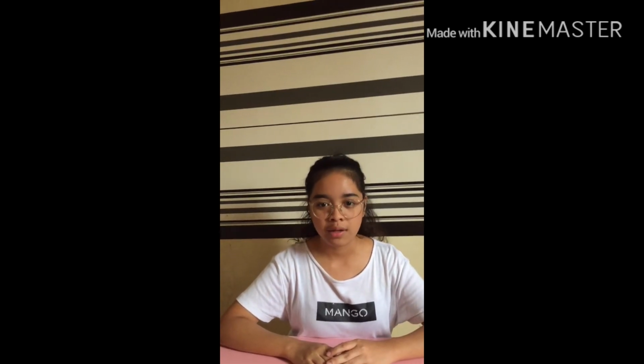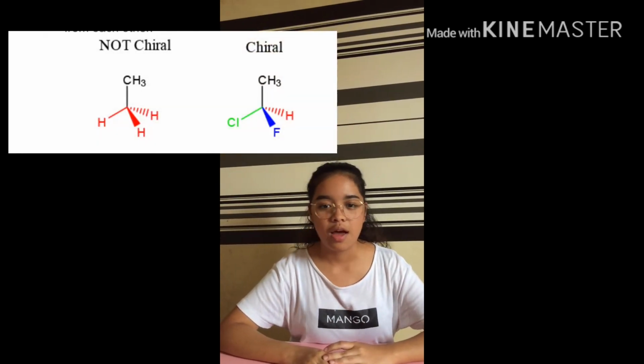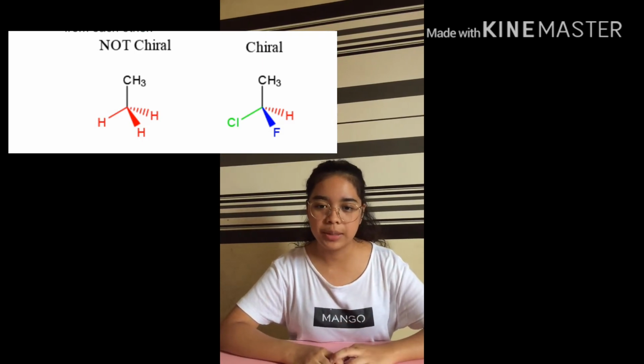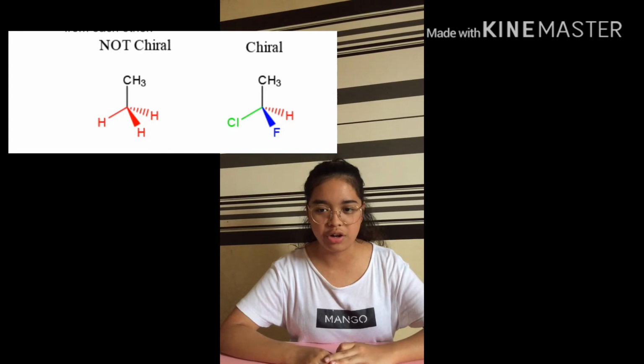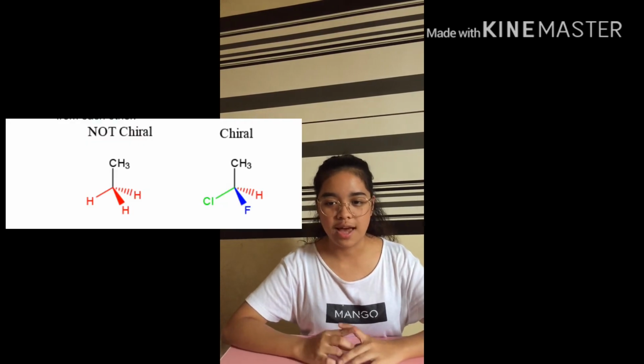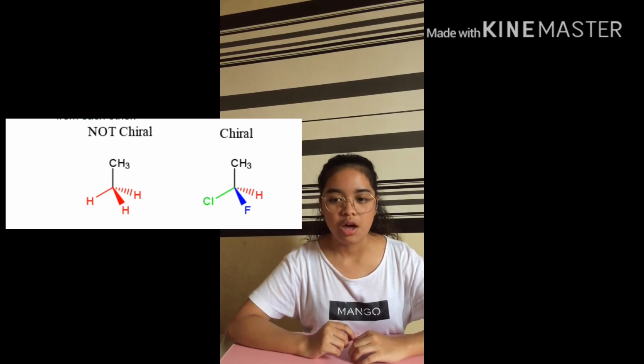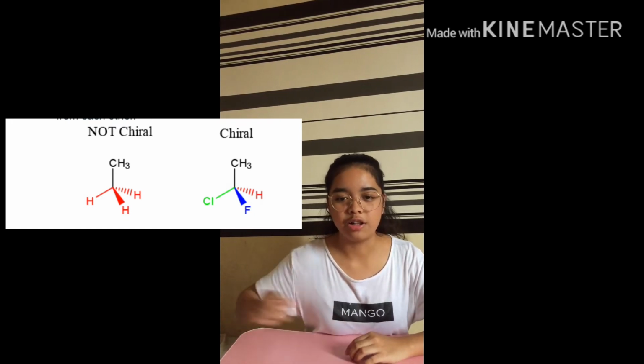Remember, in order to have chirality, molecules must have the following characteristic: the carbon center has four unique substituents, meaning they are chemically distinguishable from each other. In this example, the molecule on the left has 3 red hydrogens. These hydrogens are chemically indistinguishable from each other, so the molecule is achiral. The molecule on the right has 1 red hydrogen and 3 other unique substituents, therefore the molecule is chiral.